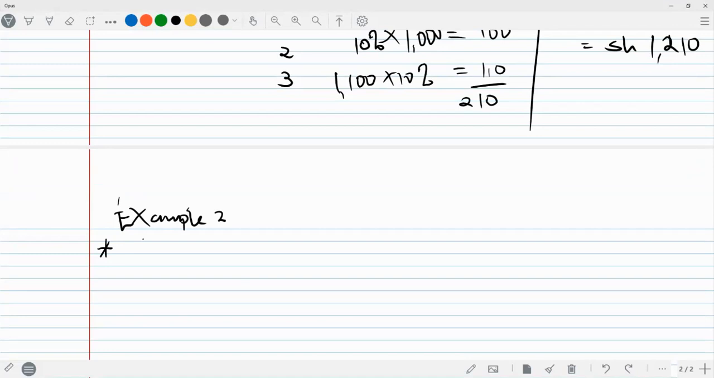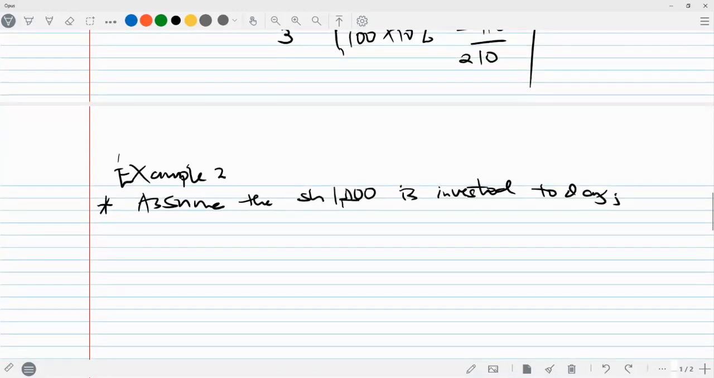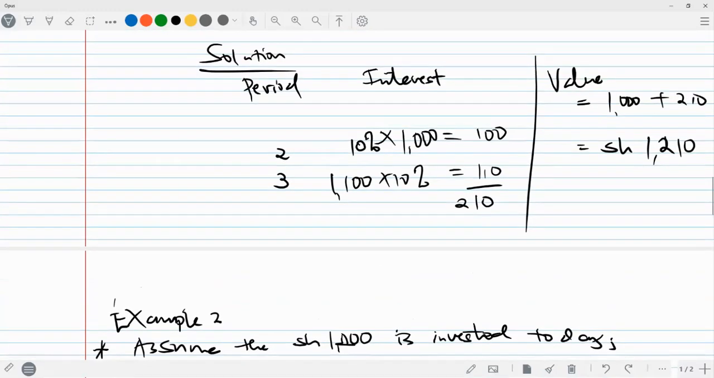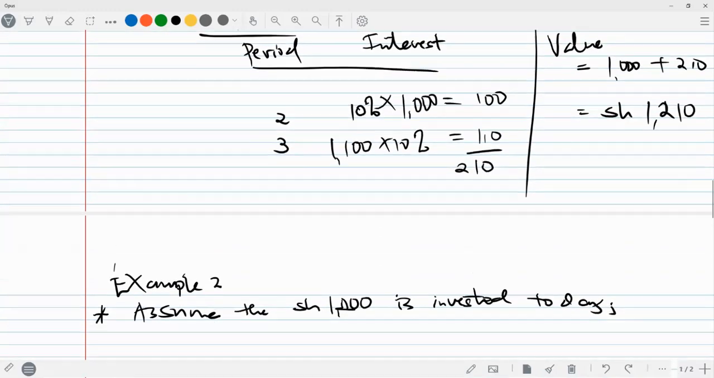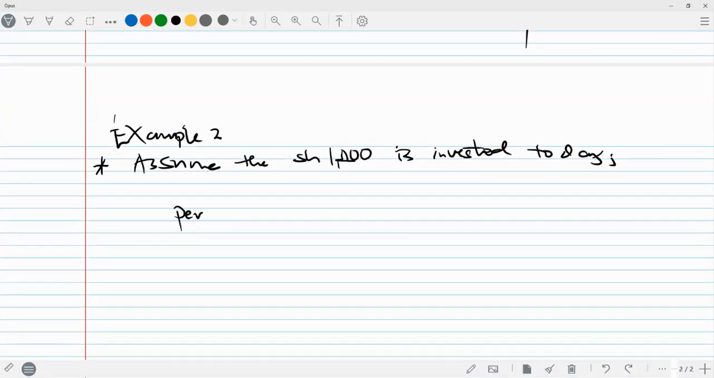Assume the 1,000 shilling investment is invested today, so you don't have to wait until the end of the year. We can replicate the same table we had done here, where now this year you also earn interest. So the facts remain as they were before: year 1, year 2, year 3, and the interest you'll be earning.